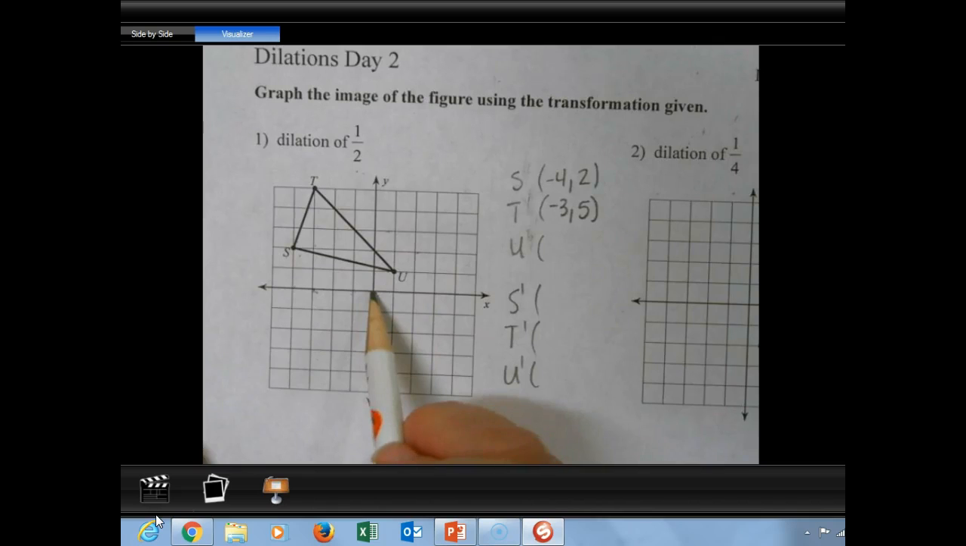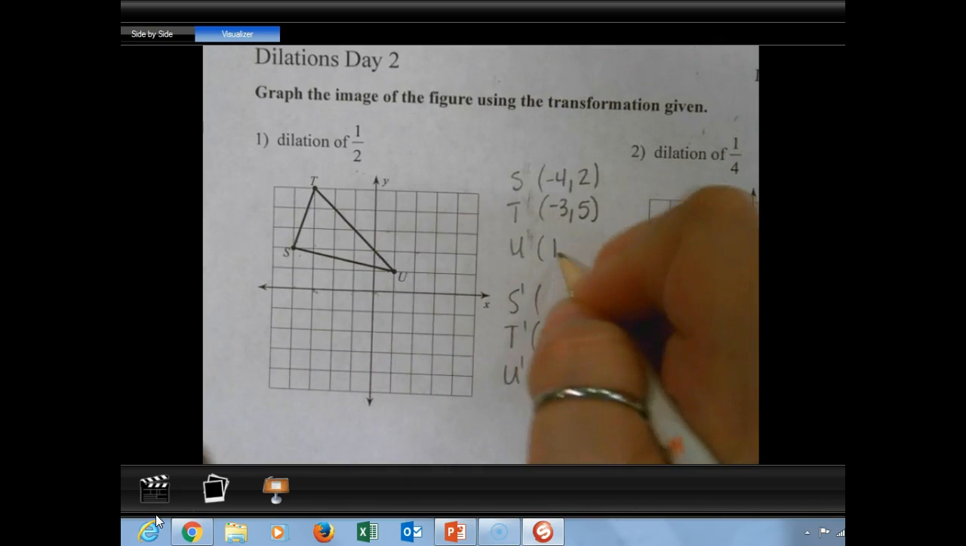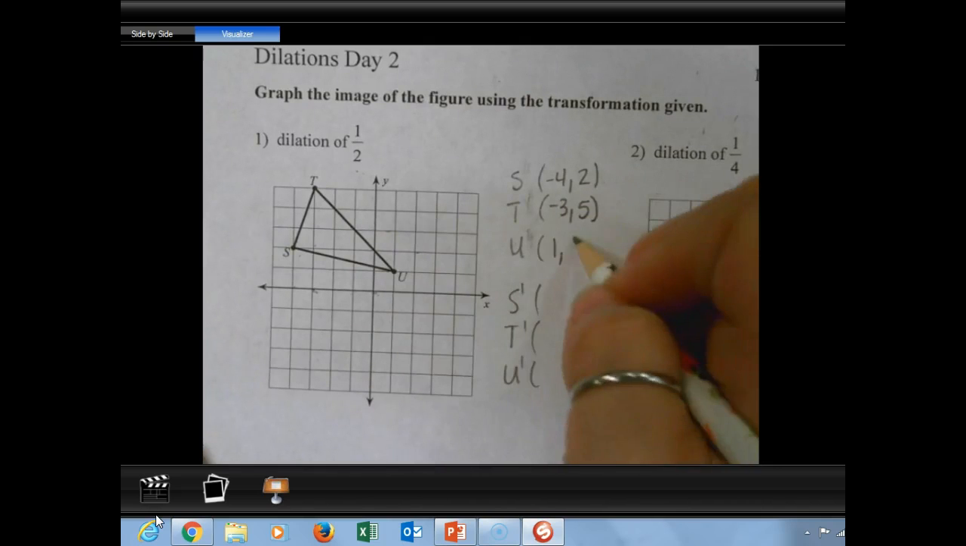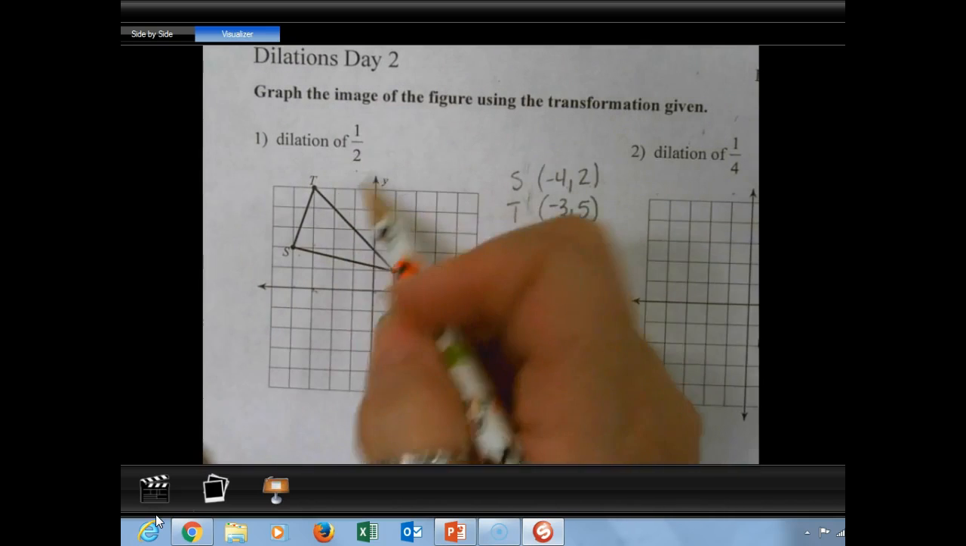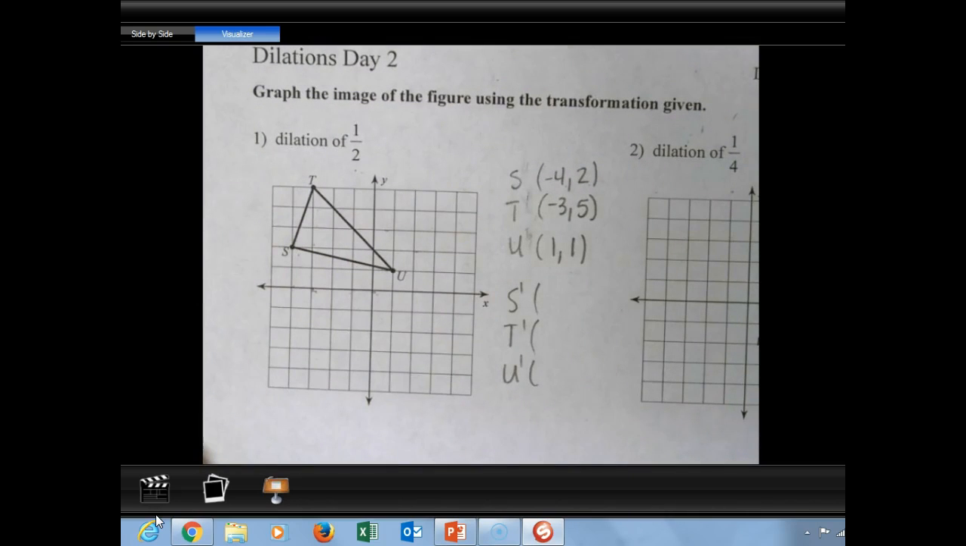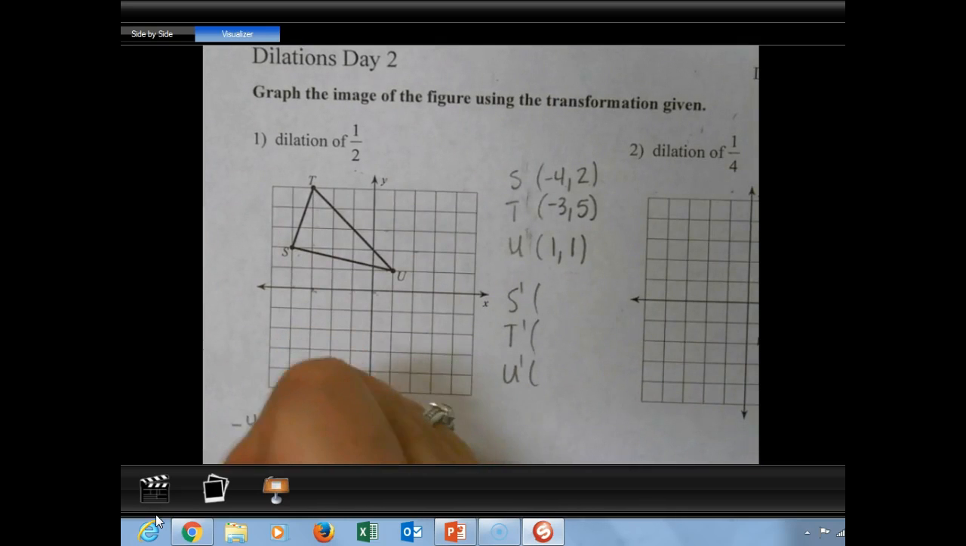Am I going left or right? Right how many? Am I going up or down? Up. Right 1, up 1. Good. So now I need to take these numbers and multiply them by 1/2. I gave you lots of space here. So I'm going to say -4 over 1 times 1/2.